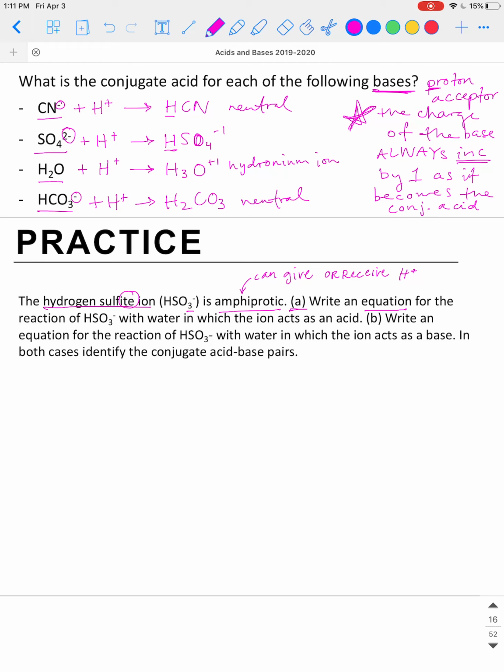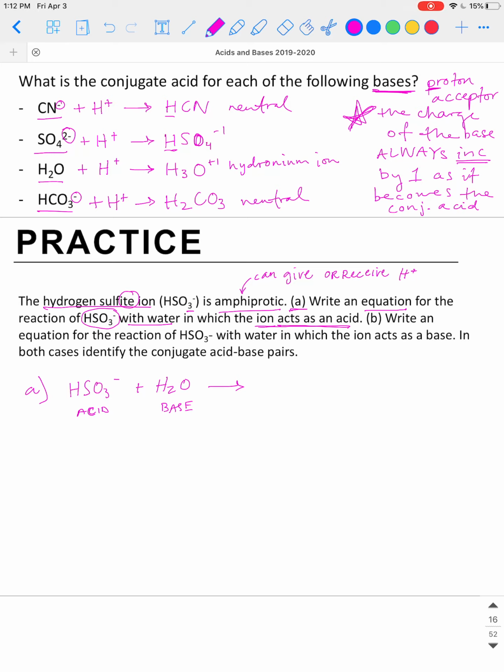So part A says write an equation, a chemical reaction, in other words, for the reaction of HSO3- with water, in which the ion, which one's the ion? Is water an ion? No, water's not an ion. So in which HSO3- acts as an acid. Let's do that real quick. We're going to write an equation. Here's our two reactants, HSO3- plus water. We want the ion to be the acid, so I'm going to label that. Here's our acid, which means water is our base.